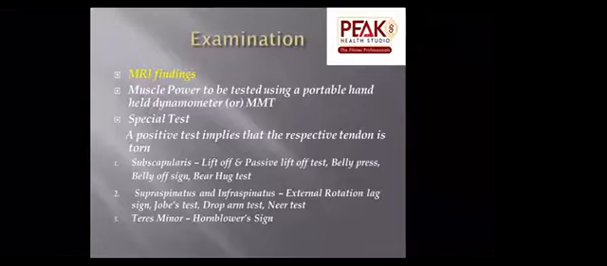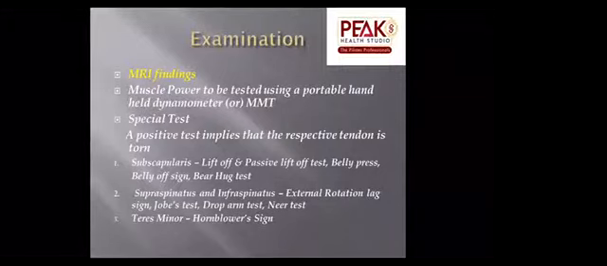For subscapularis, we'll test with the lift-off test, passive lift-off test, belly press test, bear hug test, and Bear Hug. For supraspinatus and infraspinatus, we'll check the external rotation lag sign, Jobe's test, drop arm test, and Neer test. For the teres minor, the Hornblower sign. So I'll be explaining these special tests mainly.